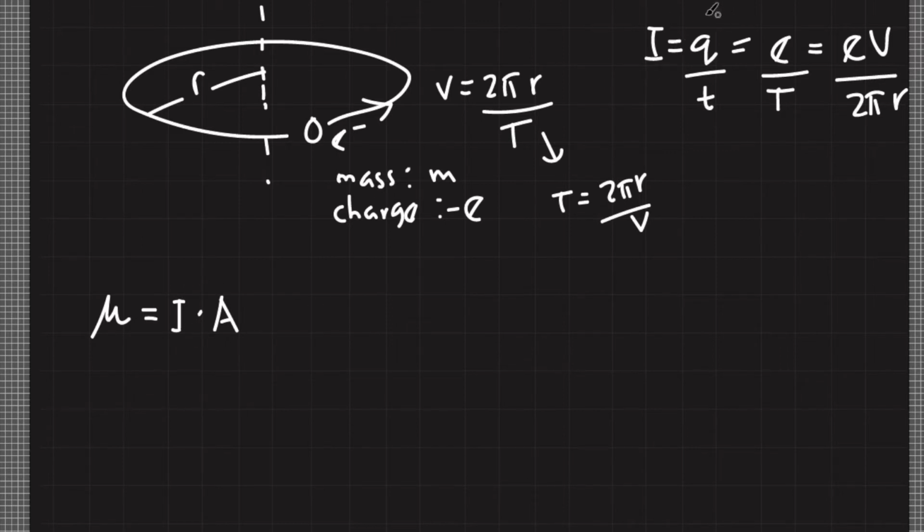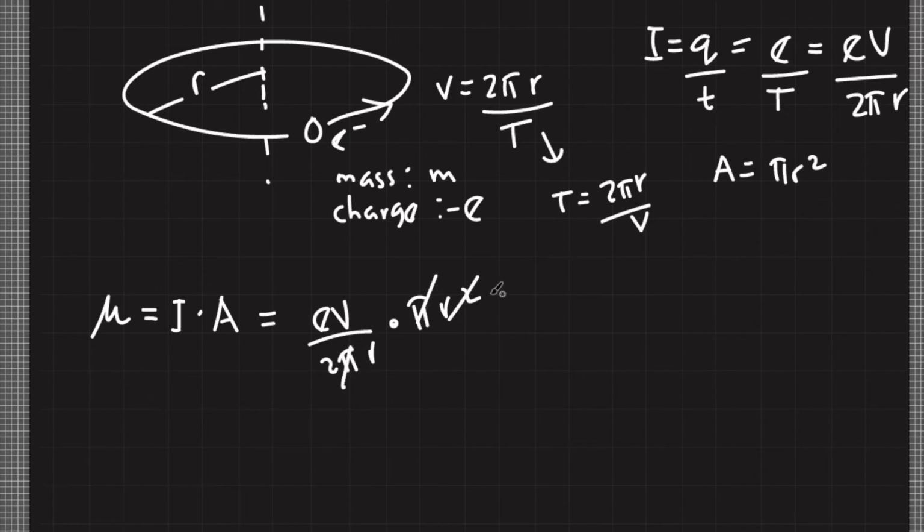Next, apparently based on this setup, area is just equal to pi r squared. So if I'm going to plug this current and area into my definition of magnetic dipole moment, I'll end up with e v over 2 pi r times area, which is pi r squared. So based on this, pi cancels out and r squared becomes r and r becomes 1. So the final expression is e v r over 2.